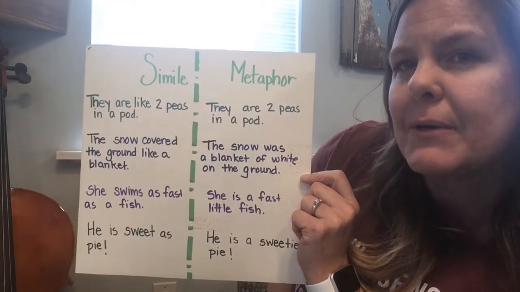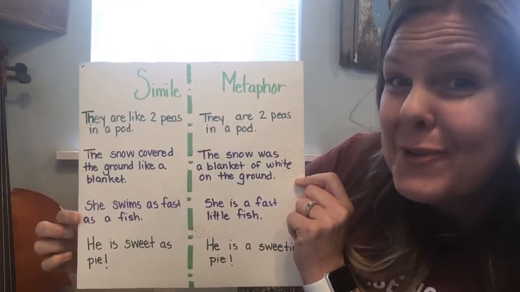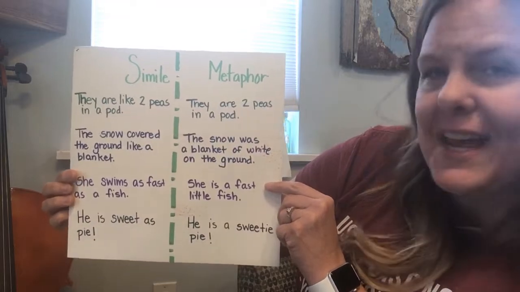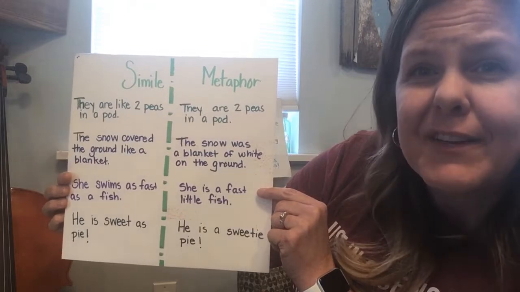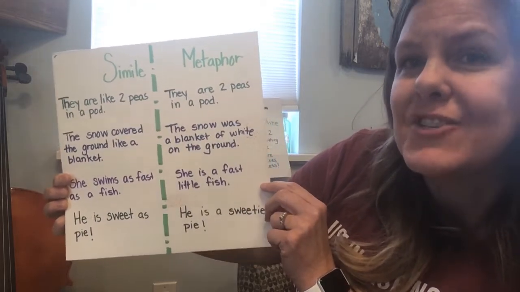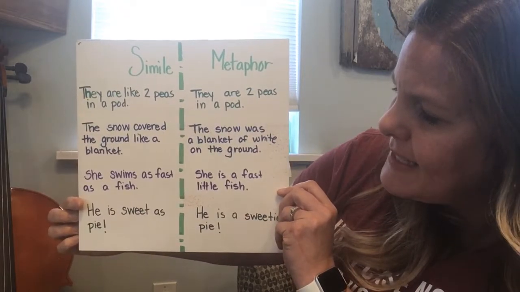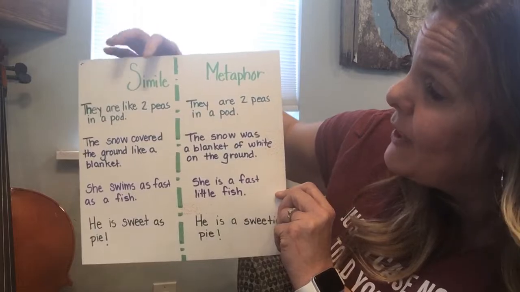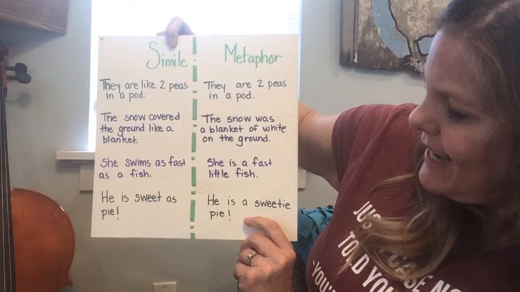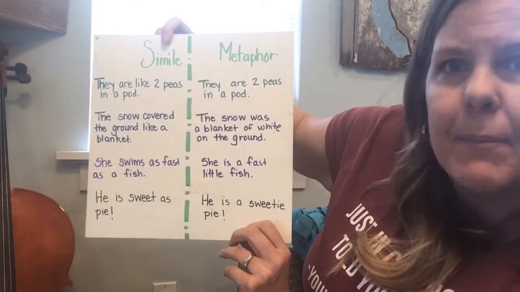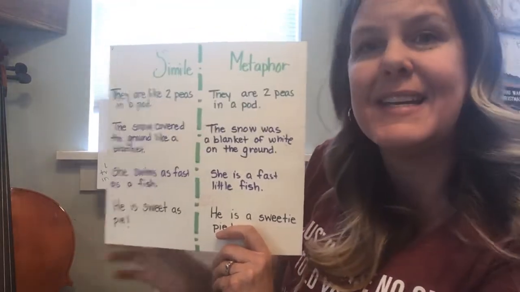You got it. And she swims as fast as a fish. I want you just to whisper it right now. What is that signal word that we used? You said as, you got it right. And then she is a fast little fish. That's when we are saying that she is a fish, but we know she's not a fish. We just know it means that she is a fast swimmer. He is as sweet as pie. We've got the word as in there, so it is a simile. He is a sweetie pie. We know he's not a pie on legs, so that's a metaphor, because we're saying he is something that he isn't actually.